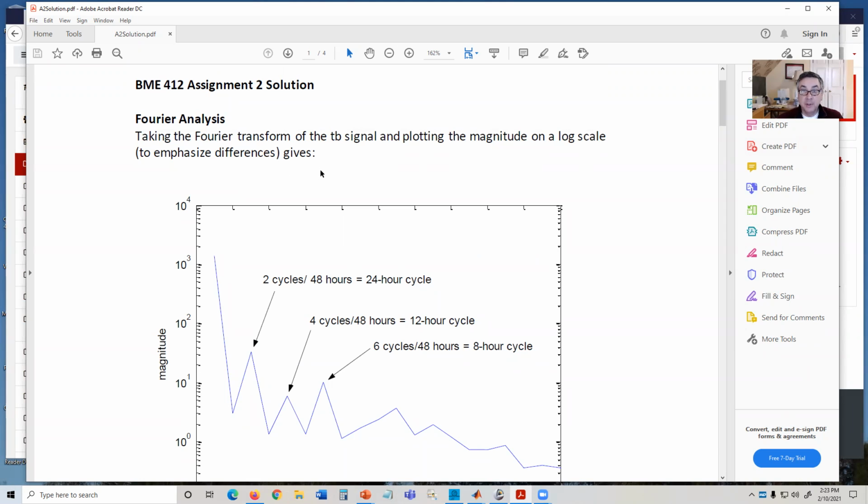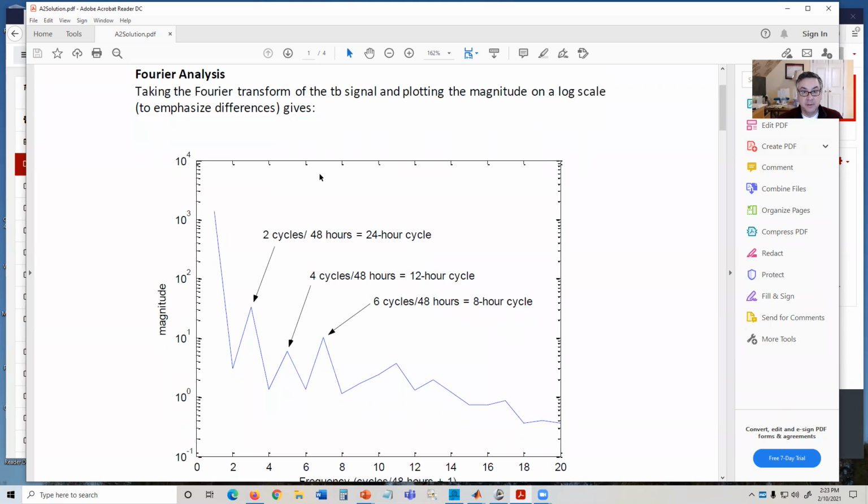So the first part was to take that temperature signal and do a little Fourier analysis on it. And of course, the whole point of doing the Fourier analysis is to try to extract the critical cyclic components embedded in the data. Okay. So if we take that Fourier transform, notice that I've only plotted it up to the halfway point because everything beyond that is redundant.